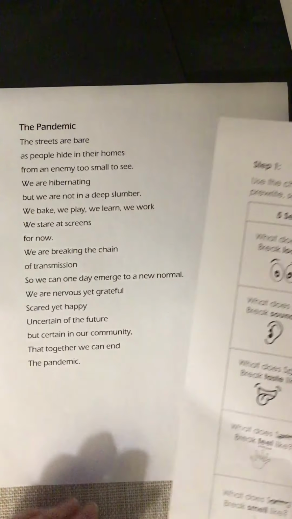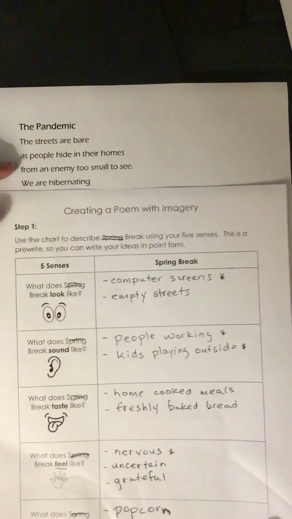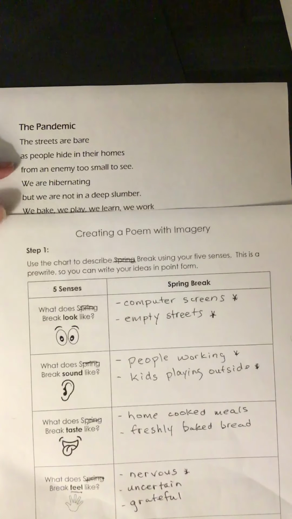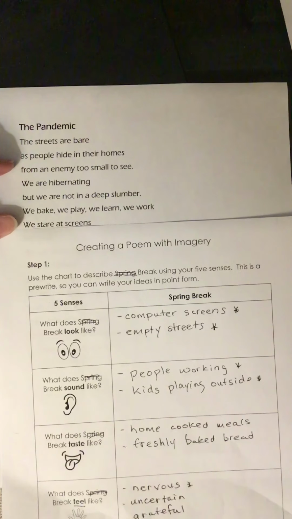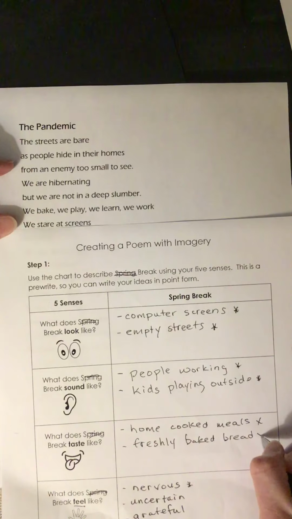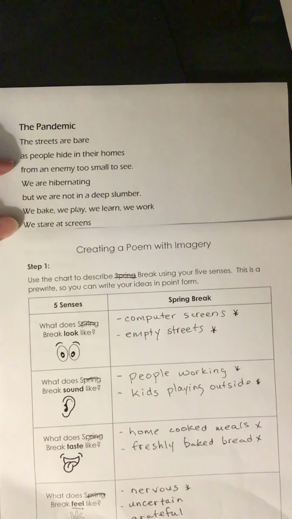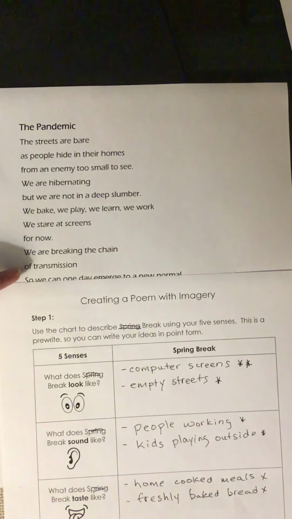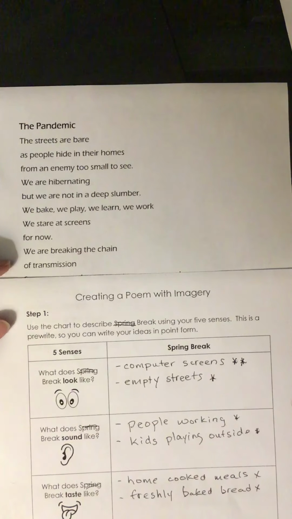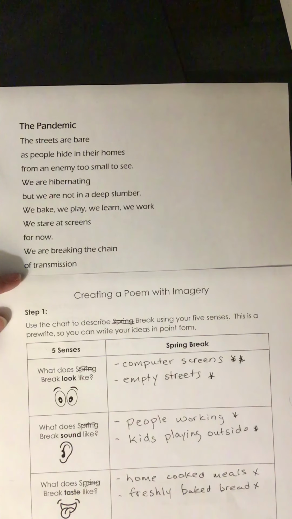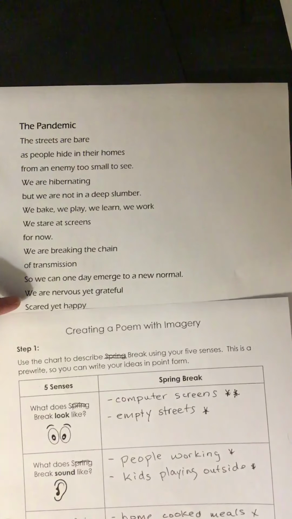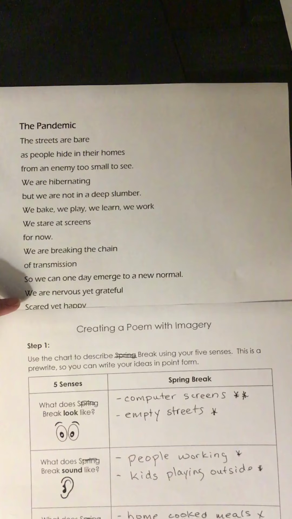So did I talk about, let's see, the streets are bare as people hide in their homes? There it is. I talked about the empty streets. We are hibernating, but we're not in a deep slumber. We bake. So I talked about the baking that we did. Okay. We stare at screens. So again, I used that idea. We are breaking the chain of transmission. Now what that means is by staying away from others, we're preventing others from getting the virus. So we can one day emerge to a new normal. You may have heard that term, a new normal, from people that are around you.